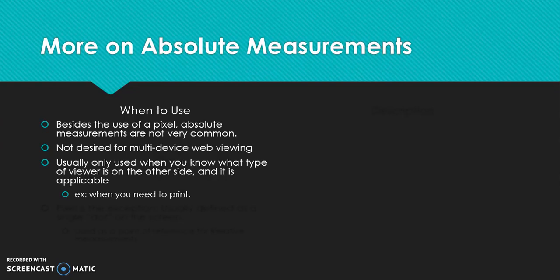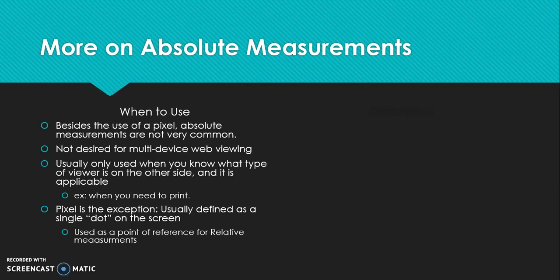Usually you'll use this only when you know what type of viewer or output is going to be on the other side and that your measurement unit is applicable to that. So a good example of that would be when you need to print. You know that most printers have an 8.5 by 11 inch piece of paper that you'll be printing on, and you can design what you want to and print exactly according to the size of the printer paper, because that's not going to change.